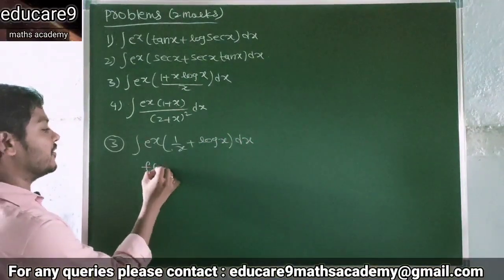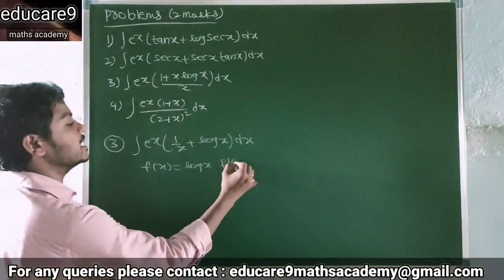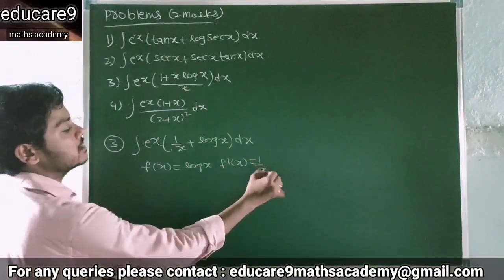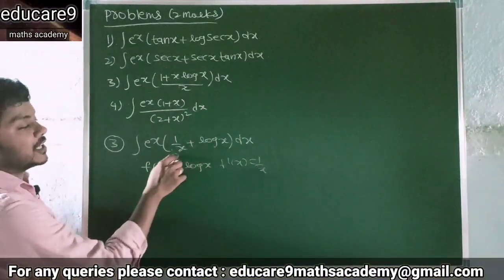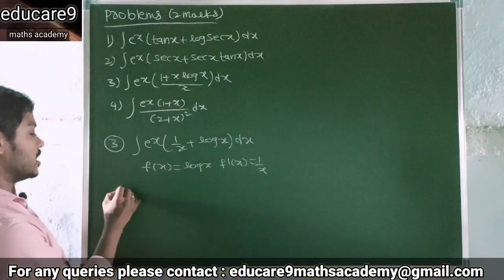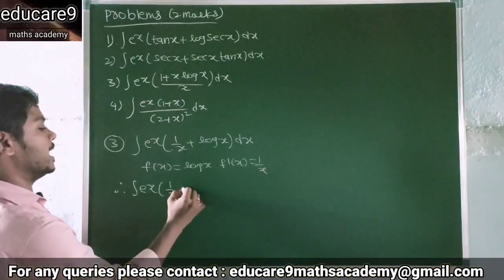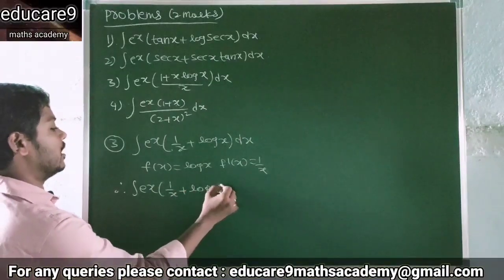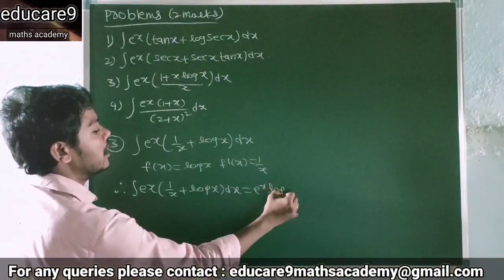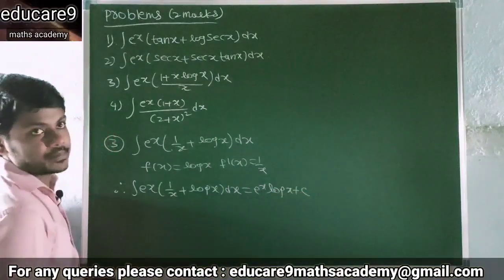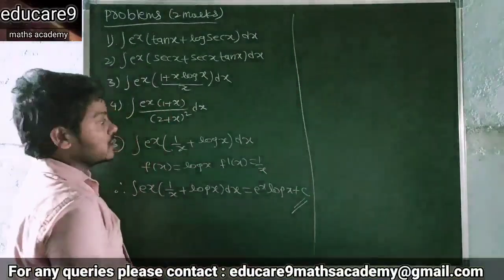So clearly here f of x is equal to log x and f dash x is equal to 1 by x. Therefore clearly it is the form of e power x into f of x plus f dash x. So therefore e power x into 1 by x plus log x dx is what? E power x log x plus c. So this is the required answer. So see the next one.